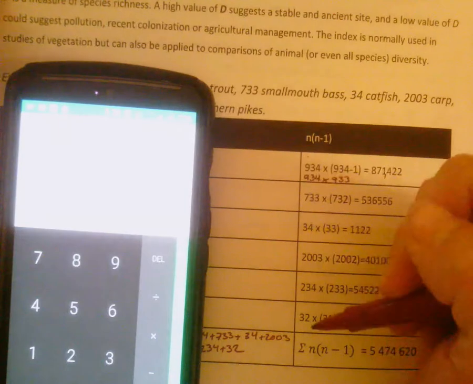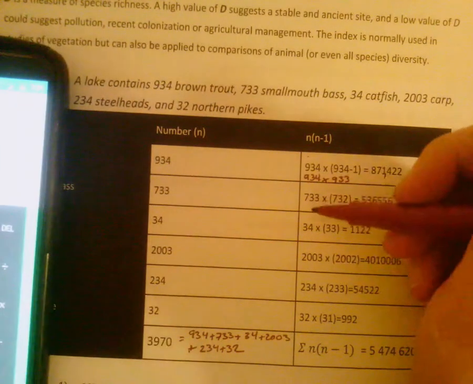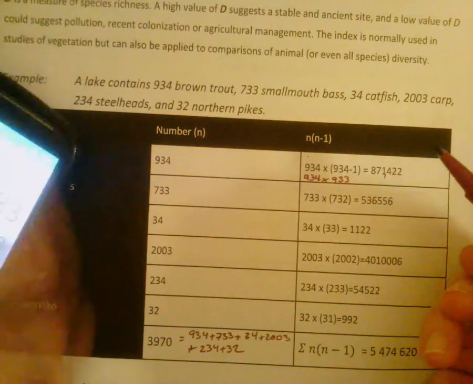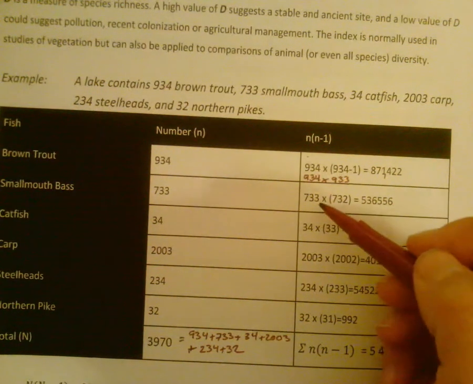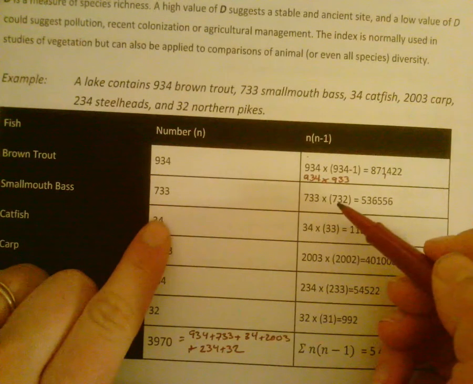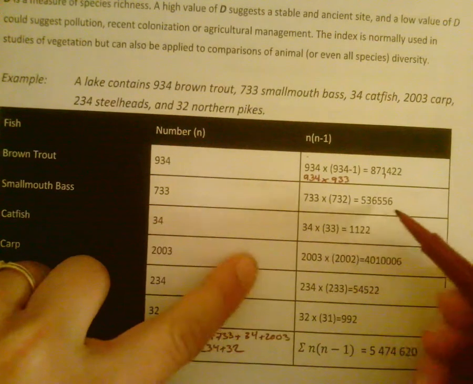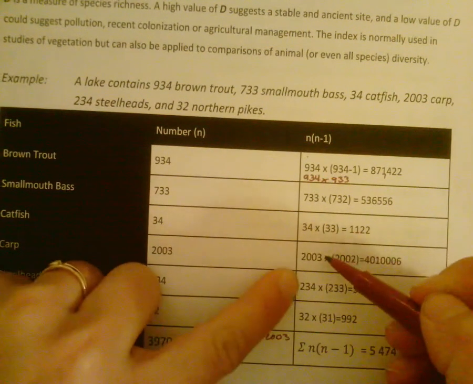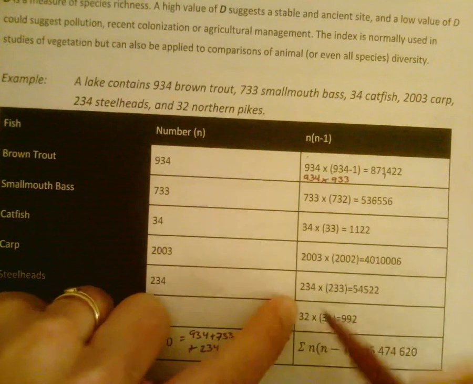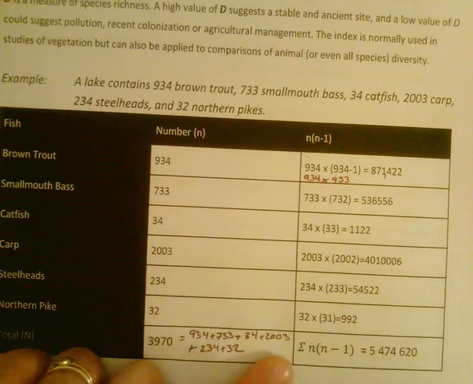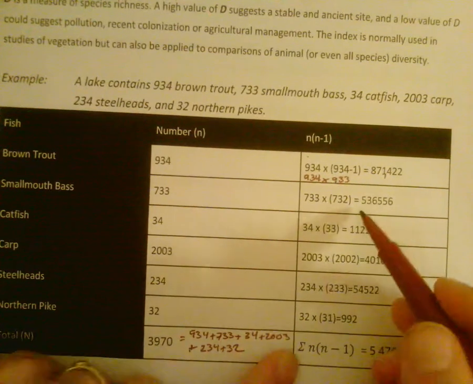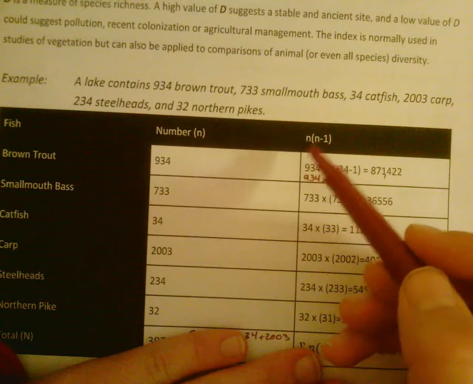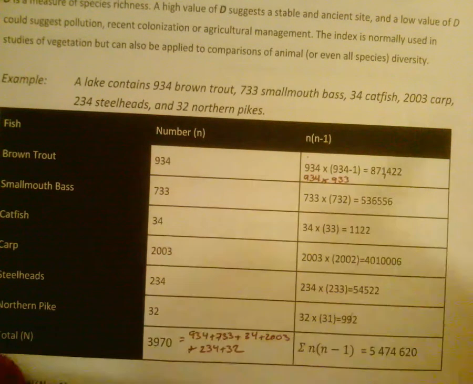So we're doing the same thing as we move down the column. So you'll see this time we didn't add the minus 1. I mean, that should be simple enough mental math, so you don't need to write it out necessarily. So they just did 733 times 732. Okay, calculated their number there. Then they did 33 times 34. Then they did 2003 times 2002. Then 234 times 233. Then 32 times 31. And they've got all of their calculations for each species of the lowercase n times lowercase n minus 1.